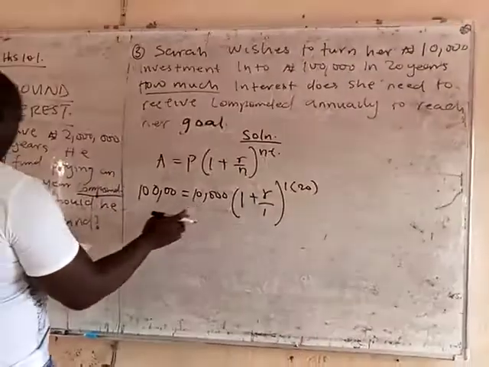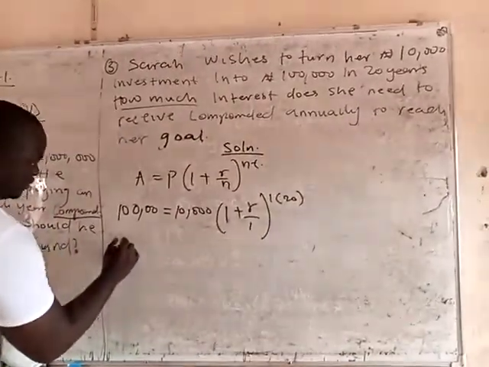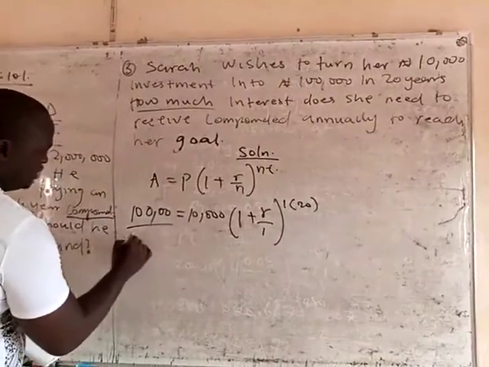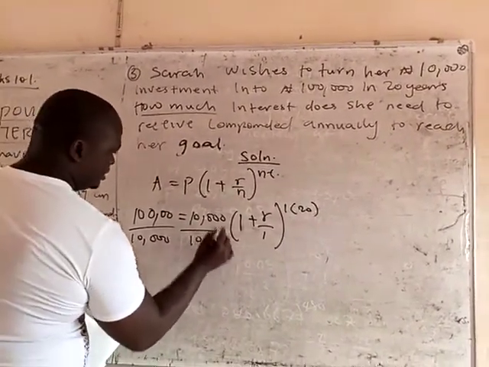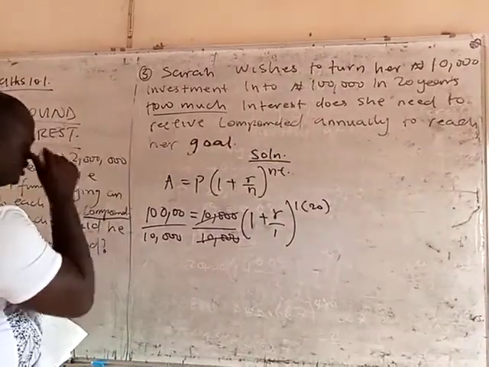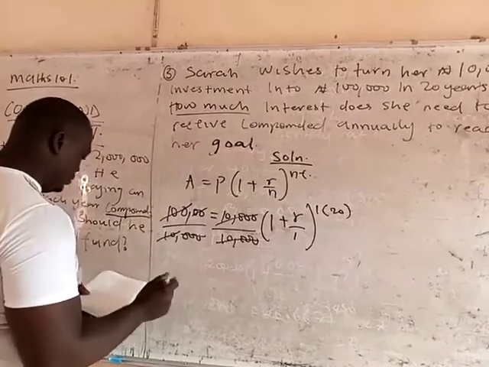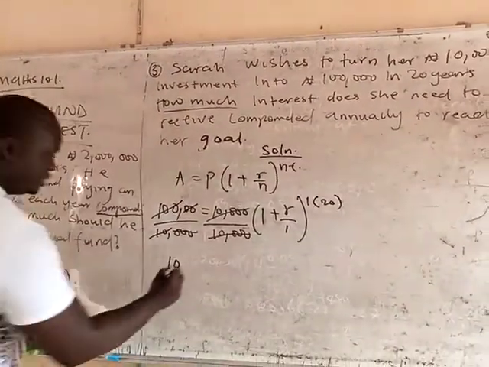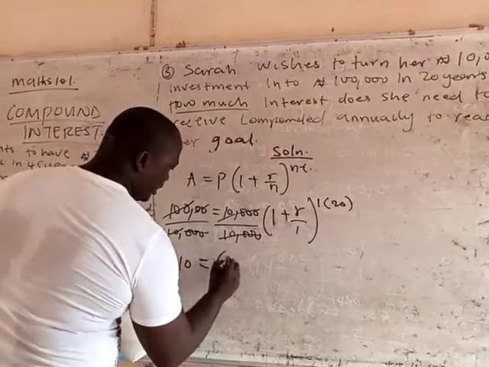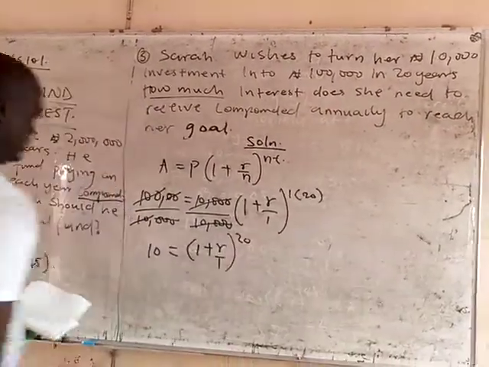So the first thing we're going to do is divide both sides by 10,000. Divide everything by 10,000, so this will cancel this. So 100,000 divided by 10,000 will give you 10. Right? So you have 10 equals bracket 1 plus R over 1, to the power of 20.